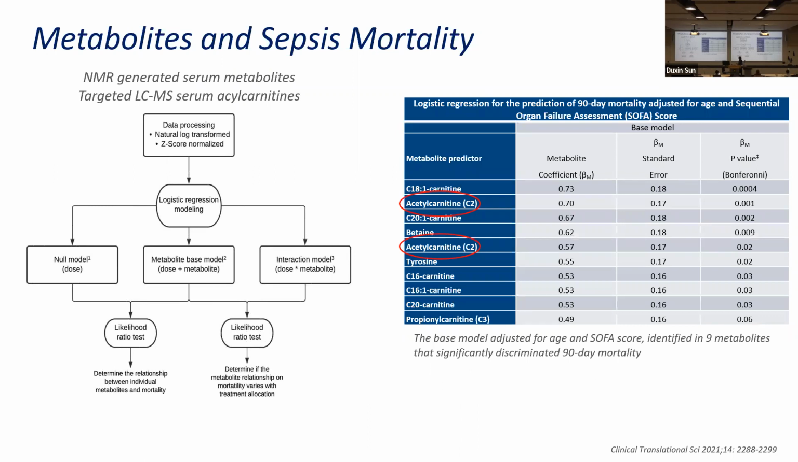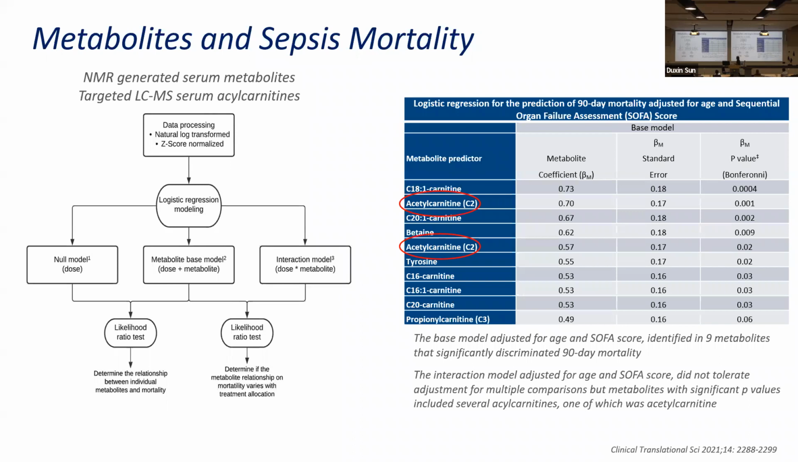acetylcarnitine lit up again, and this analysis withstood Bonferroni correction for false discovery. We then accounted for dose, the interaction model, which accounted for dose and metabolite, and again adjusted for age and SOFA score. This model did not tolerate adjustment for multiple comparisons, but the metabolites that did have significant p-values included several acylcarnitines, one of which was acetylcarnitine. And probably one of our most profound findings was that in both of these analyses, lactate did not light up. Lactate was not significant in either of them.